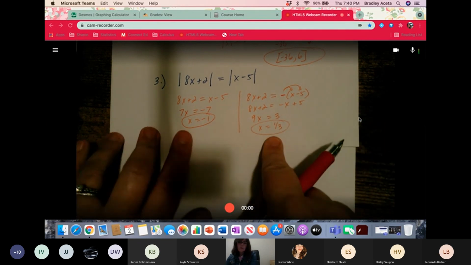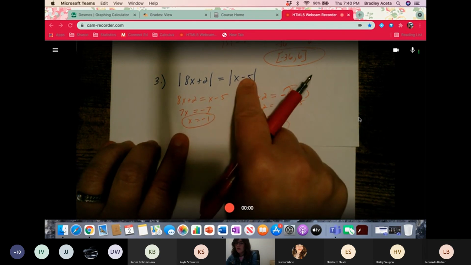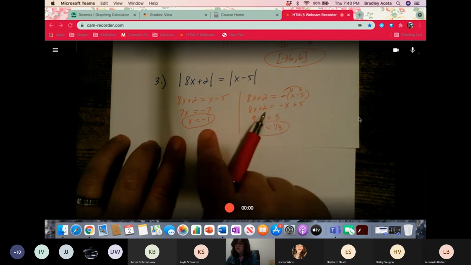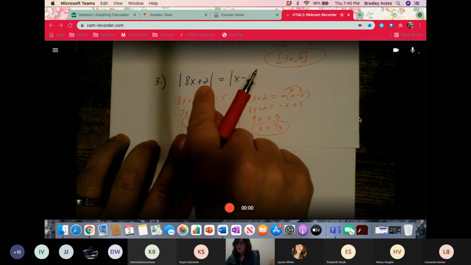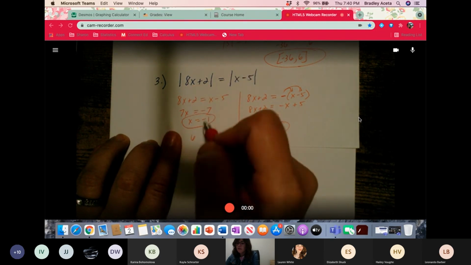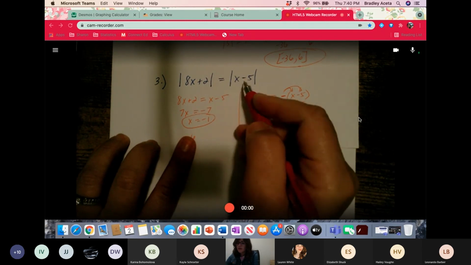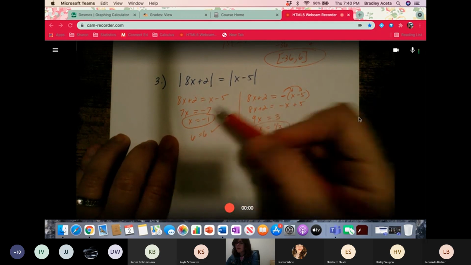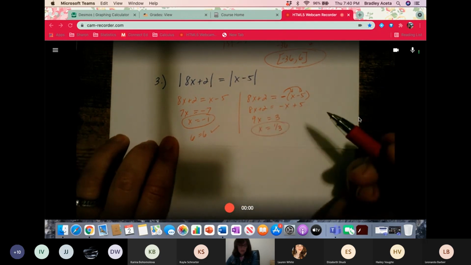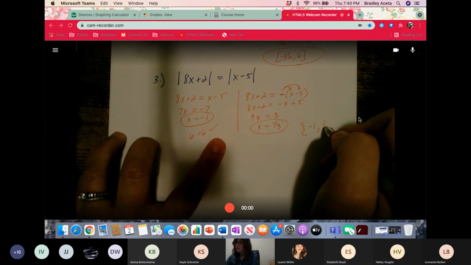And then if I were you, I would double check this and plug it into here and see if you get an answer that's equal to this one. So I'll just check this one real quick. Negative 8 plus 2 is 6, is the absolute value of 6. And then negative 1 minus 5 is negative 6, and the absolute value is 6. Negative 6 is 6, so that works. And then you can check that one, it will work also. So then your solution set would be negative 1 and a third.